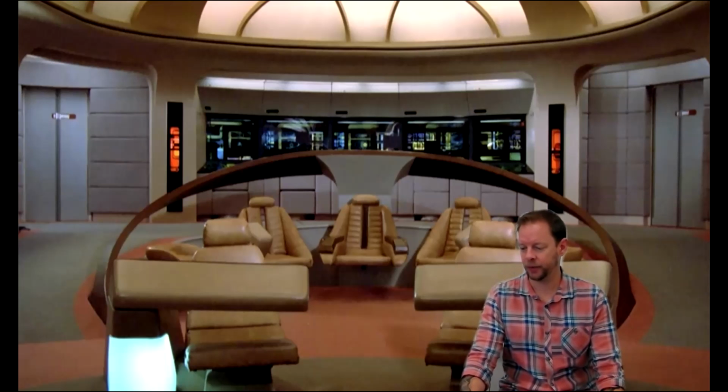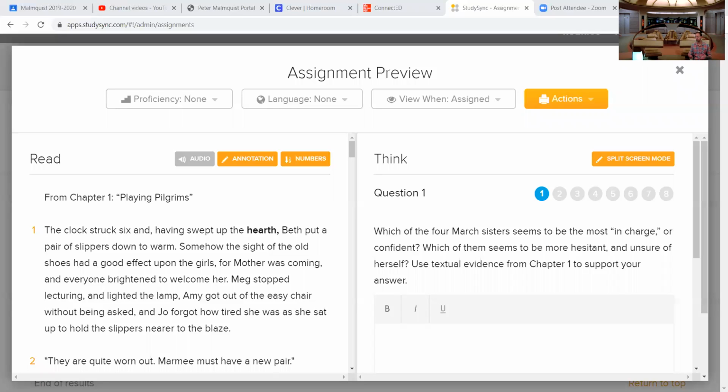All right, so now I'm going to share the Study Sync page with you. Now you should be able to see the Study Sync page. I have already gone to the think questions, and I have split the screen. So we have our story on one side, our think questions on the other. Now, I'm not going to review the exact answers with you right now, but I am going to help you identify which paragraphs you can annotate to answer these questions.